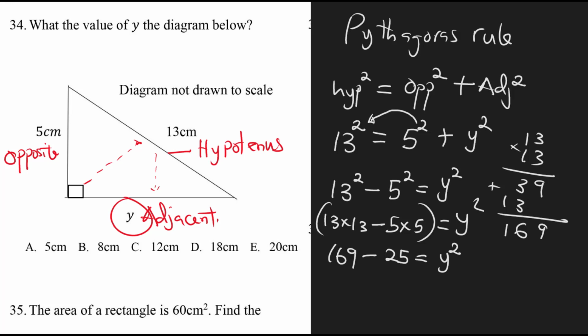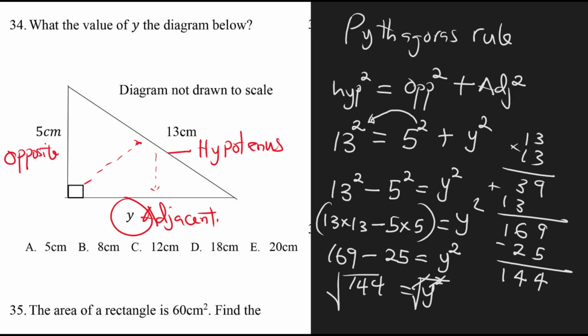Right? So 169 minus 25. So let's subtract 25 here. 9 minus 5 is 4. 6 minus 2 is 4. And we have our 1. So we're going to have 144 is equal to y square. Remember, I told you that whenever you want to find an alphabet that has a square, you take the square root of both sides.